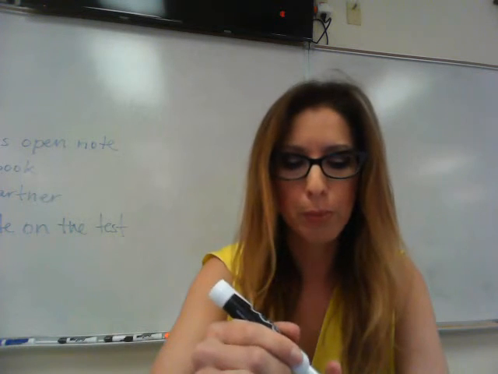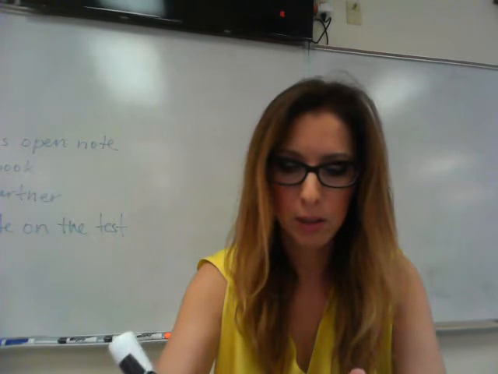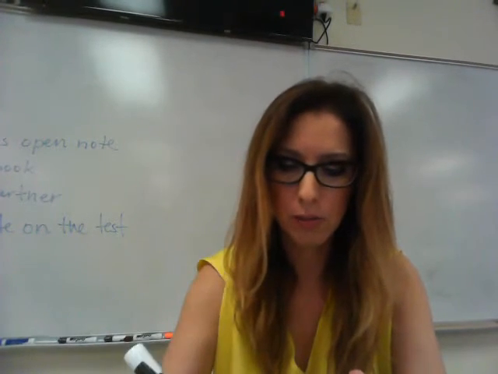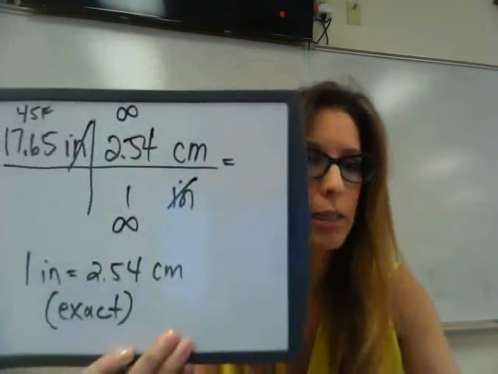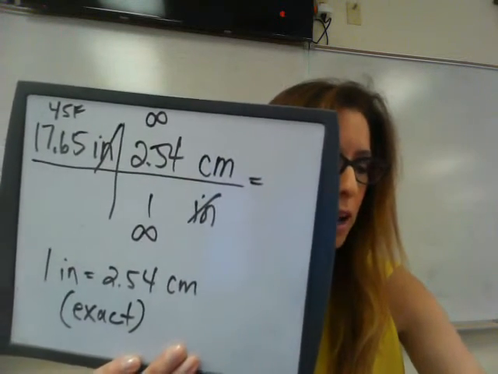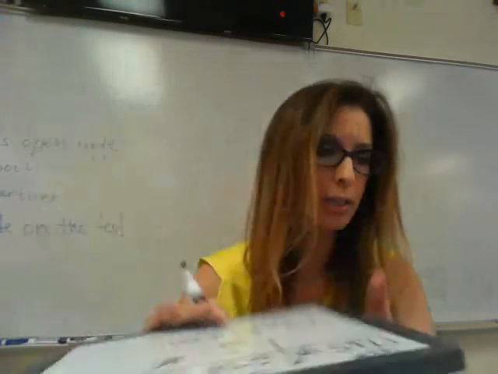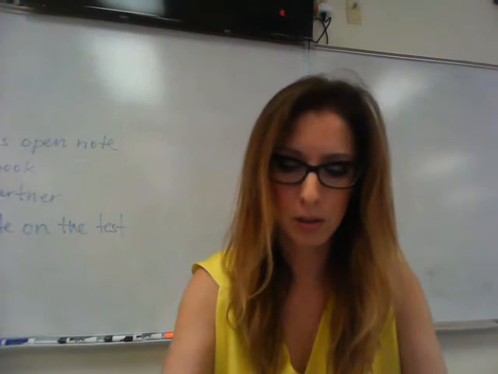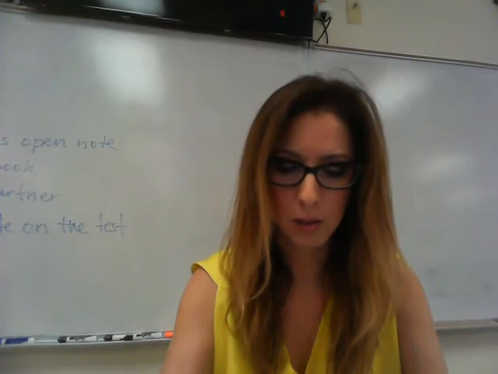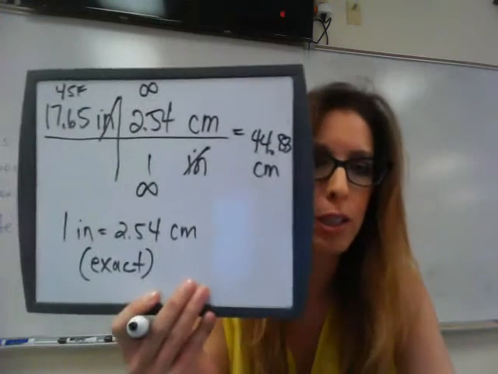So that means if I'm starting with 4 sig figs, and this unit equation has infinite sig figs, I need to have 4 sig figs in my final answer, okay? 17.65 times 2.54 is 44.8 centimeters. But I'm sorry, 44.83 centimeters, because you need 4 sig figs.